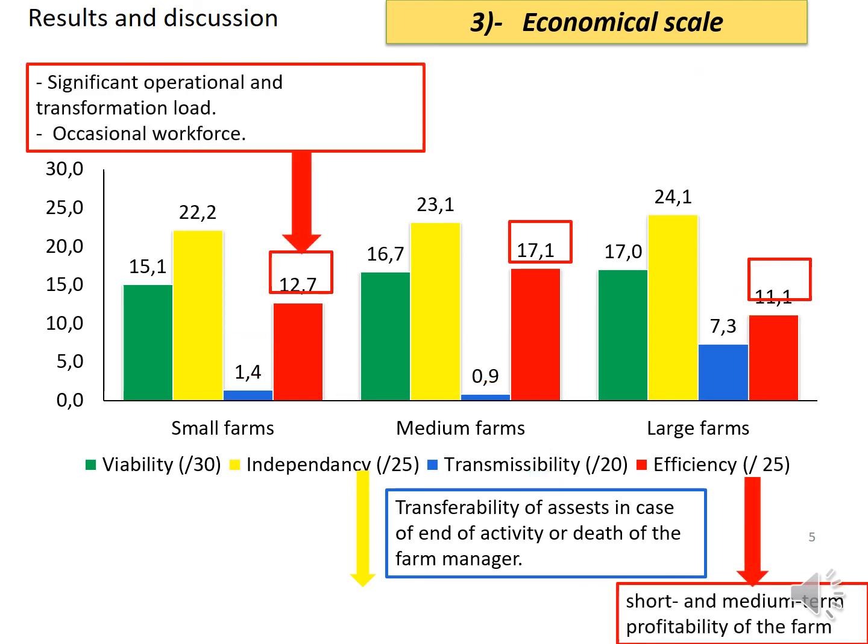As for efficiency component, it represents the technical efficiency of processing inputs, the transformation from inputs into outputs. Highest rating among medium-sized farms and lowest among large farms due to the significant operational load associated with processing, marketing, and casual labor.